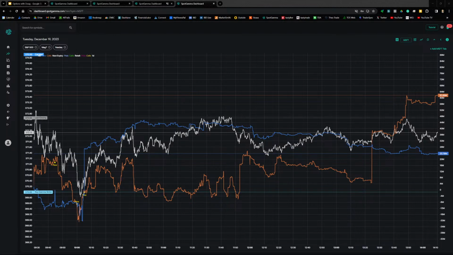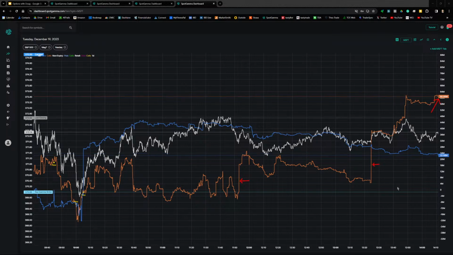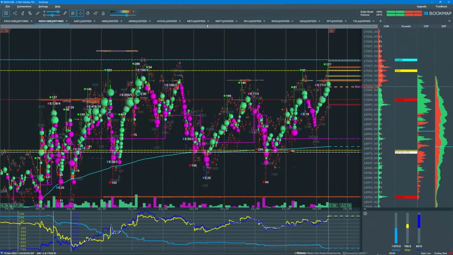So net for the day, the hedging flow for Microsoft is bullish. Here's another, some more block orders. Large orders, buying calls. Positive notional value, traders are net buying calls for the day. They're also selling puts, shown by the positive notional value there. All right, let's go take a look at Bookmap. Go to Microsoft.